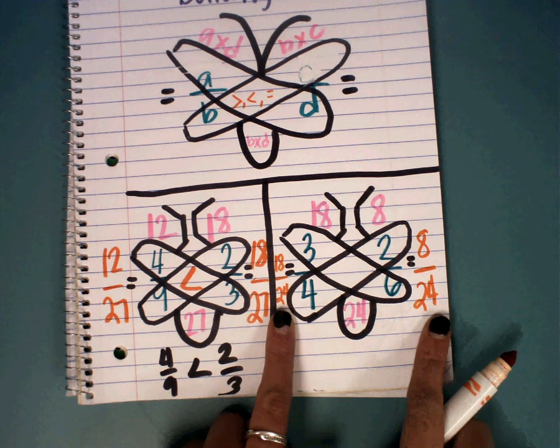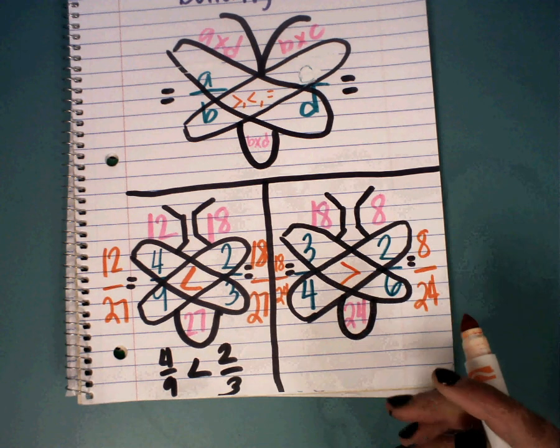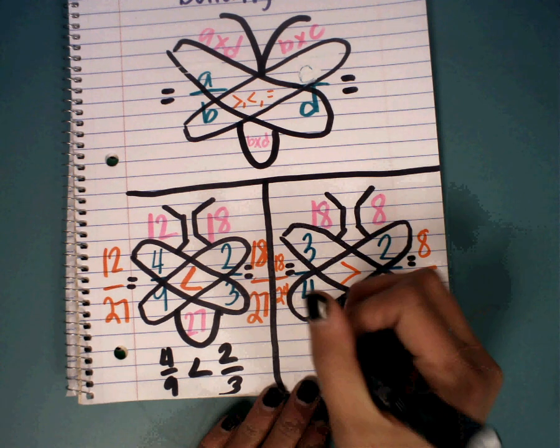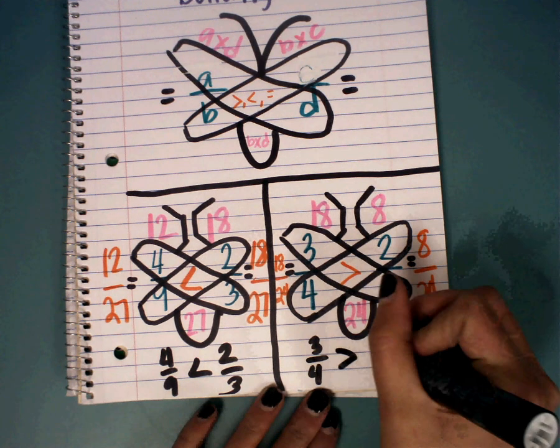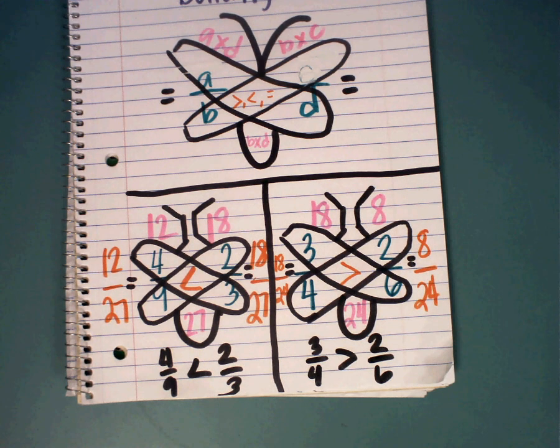So which one's bigger, 18/24 or 8/24? 18/24. So that would be a greater than sign in the middle, right? Beautiful. So let's write it as a fraction sentence down here: 3/4 is greater than 2/6. Easy peasy lemon squeezy, right?